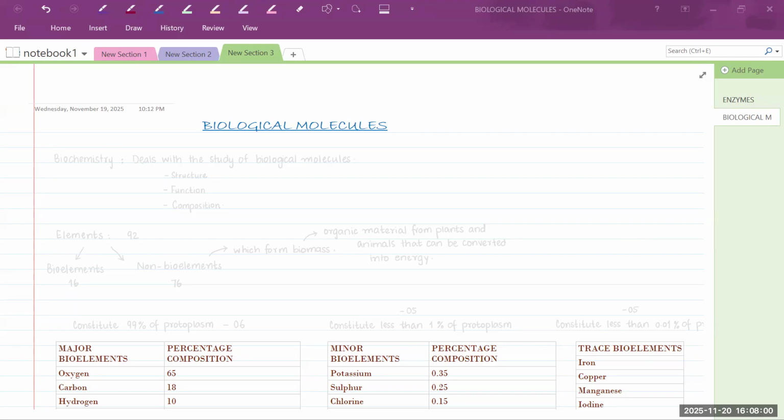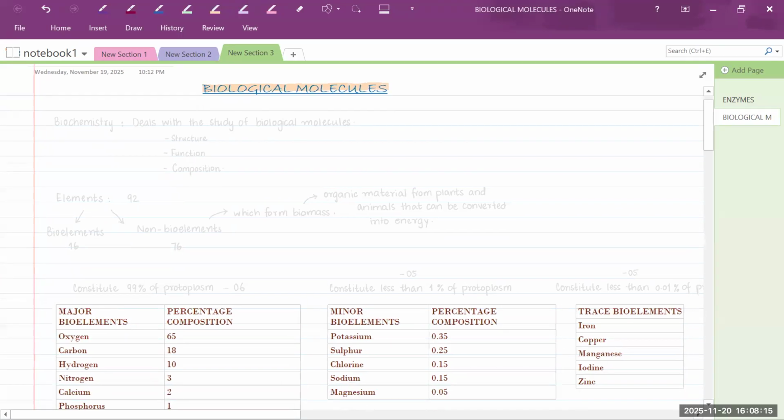Today we'll be doing another topic of biology, which is biological molecules. This is also a very lengthy chapter. Also, it has a lot of content which you have to memorize, and also you have to build the concepts very well. So, without further ado, let's get started.